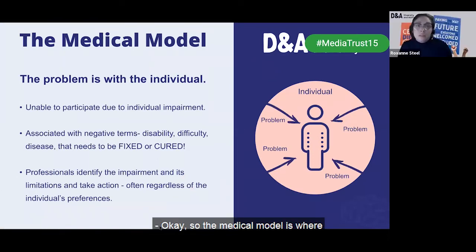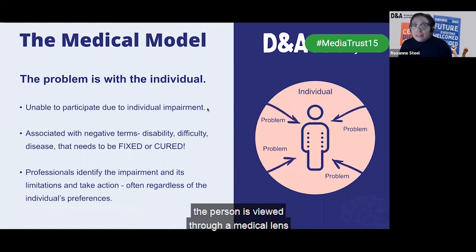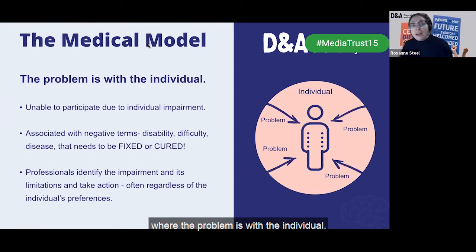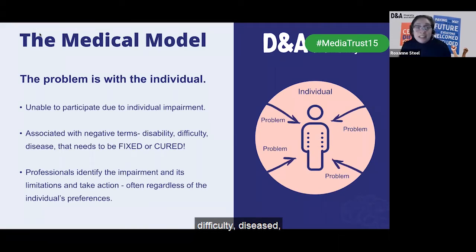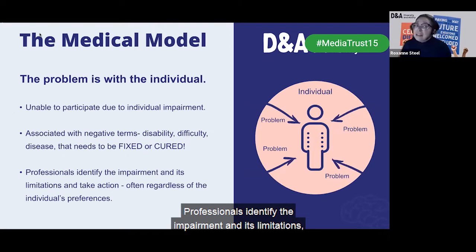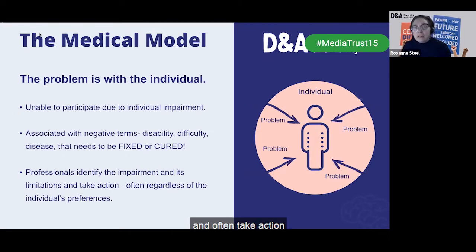Okay, so the medical model is where the person is viewed through a medical lens, and that might be through a professional lens, where the problem isn't with the individual. So I'm the person with a condition, with an impairment, with a problem. And a lot of professionals want to fix me and associate me with negative terms such as disability, difficulty, disease, something that needs to be fixed or cured. Professionals identify the impairment and its limitations and often take action regardless of individuals' preferences.